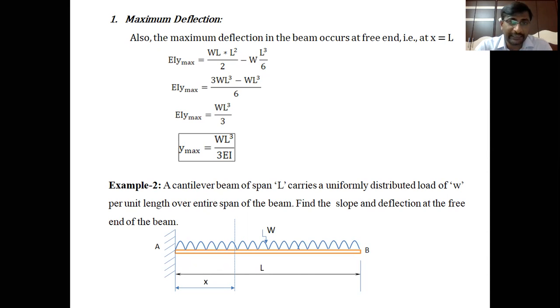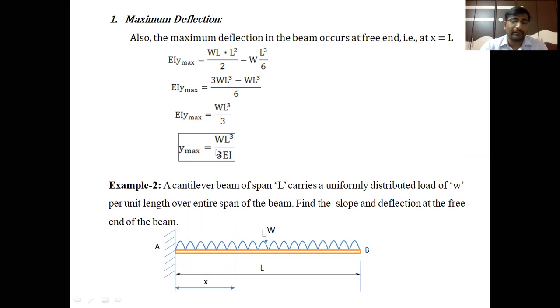So 6 is the LCM. From this above equation, 6 is the LCM. So 3WL cube, this is a WL cube. 3WL cube minus WL cube becomes 2WL cube by 6. 2WL cube by 6 becomes WL cube by 3. Okay, from this equation we can write EI y maximum is equal to WL cube by 3, or y maximum is equal to WL cube by 3EI.